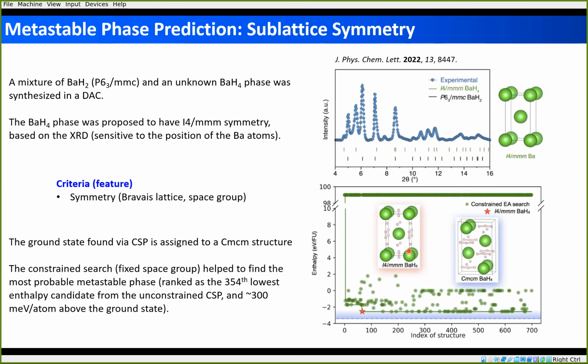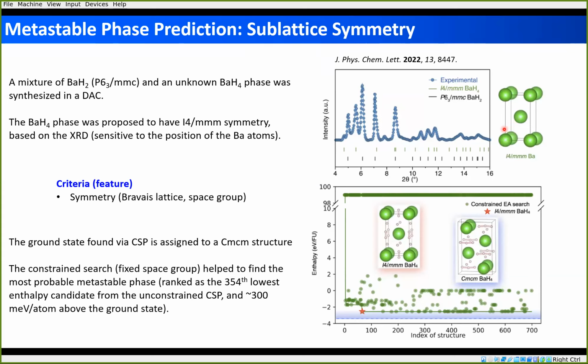And in this manuscript, it was already found that the most stable structure, if you just perform, in this case, an AIRSS structure search, is this Cmcm BaH4 phase. However, within it, the barium atoms do not correspond to what was seen in the experiment. And it was already proposed in this manuscript that this I4/mmm symmetry structure is most likely what was made.